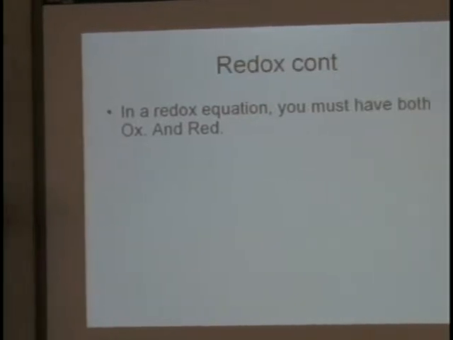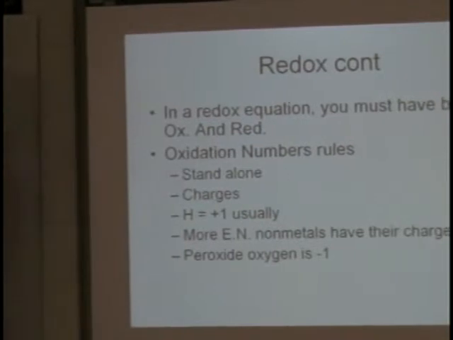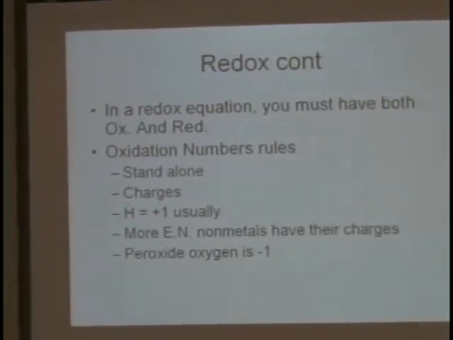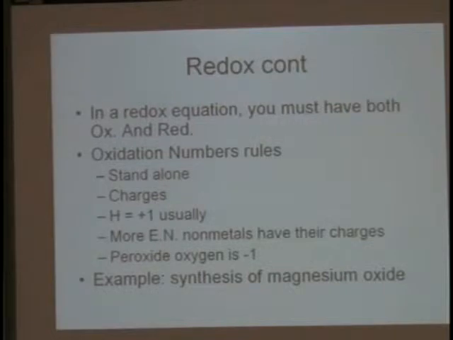Continue on with oxidation reduction. In a redox equation, you must have both the oxidation and the reduction reaction. Here are some rules for oxidation numbers. First off, if an element stands alone, it's given a 0 oxidation number. Hydrogen is usually a +1 unless it's bonded to a metal. The charges of the metal usually are its oxidation number. The more electronegative nonmetal will have their charge as their oxidation number. And then a common one is the peroxide. The oxygen is -1.